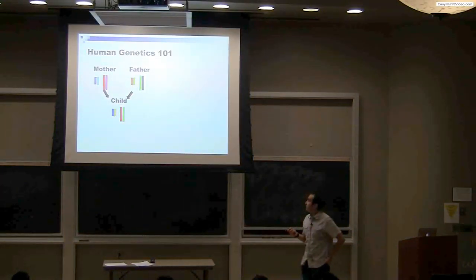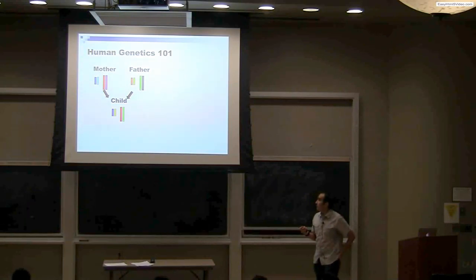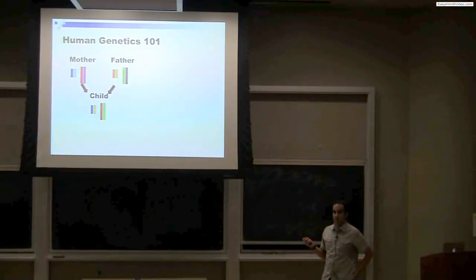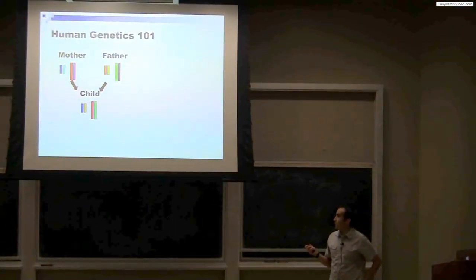So here's a really simple introduction to human genetics. We have mothers and fathers, and they make children, and they pass on genetic information to their children. You can see that each of these things are chromosomes. Here I'm drawing two of them. Each chromosome has two copies, and what gets passed on to the child is randomly one of these chromosomes gets selected.